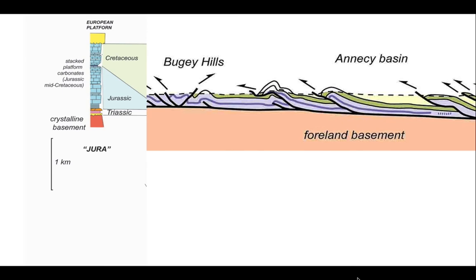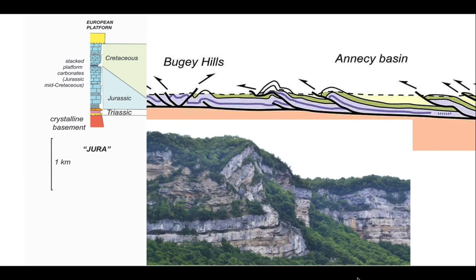This region is known as the Jura. And here's an example of one of these structures in outcrop, seen on a hillside of several hundred meters high: simple folded and thrust limestone layers.